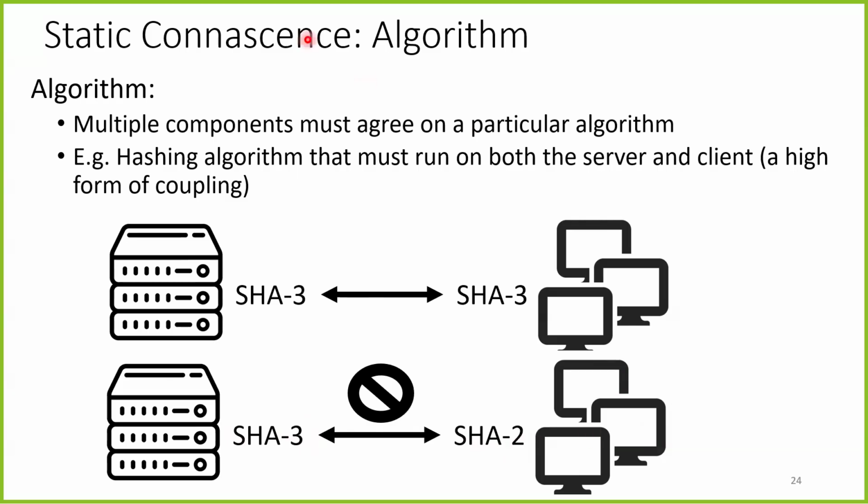So the connaissance of algorithm says that if two components depend on each other, and if there is some algorithm that both depend on, they must agree on that particular algorithm, what that algorithm would be. And only in case you update something here, then you have to update all the other components that depend on it. So that would be static connaissance of algorithm.